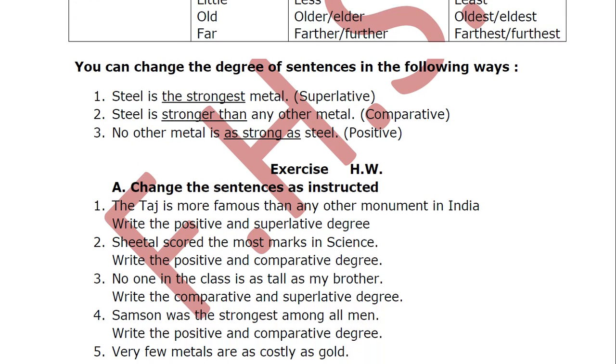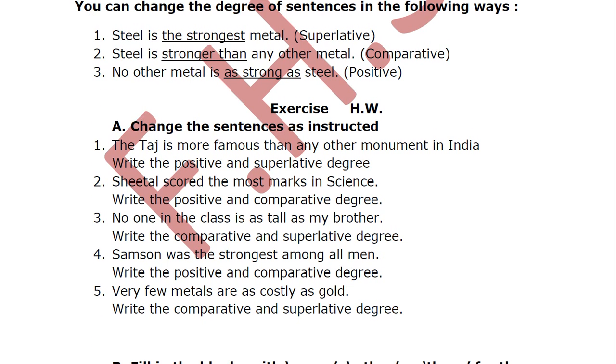Exercise and homework. Change the sentences as instructed. The Taj is more famous than any other monument in India. So here you will write the positive and superlative degree. Sheetal scored the most marks in science. Here again you will write the positive and comparative degree. Third one, no one in the class is as tall as my brother. So here you write the comparative and superlative degree. Samson was the strongest man among all men. Here you write the positive and comparative degree.